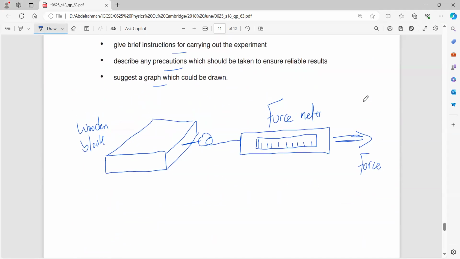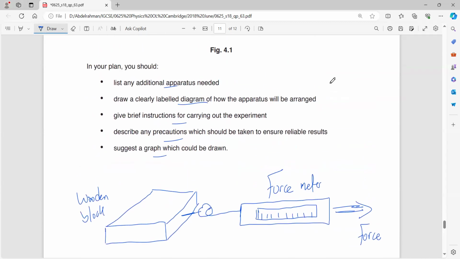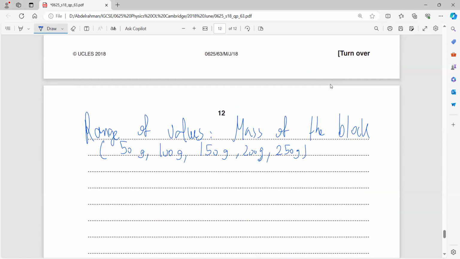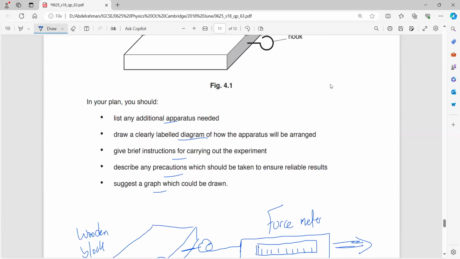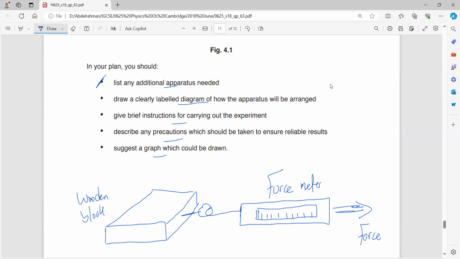Guys, here he did not state that we are required to write down any controlled variables. So I will not write down any controlled variables. I'll just write down the apparatuses. The apparatuses in this question are the force meter and different masses. Okay, nice. So I did the first 2 points, the list of apparatuses and the different masses.